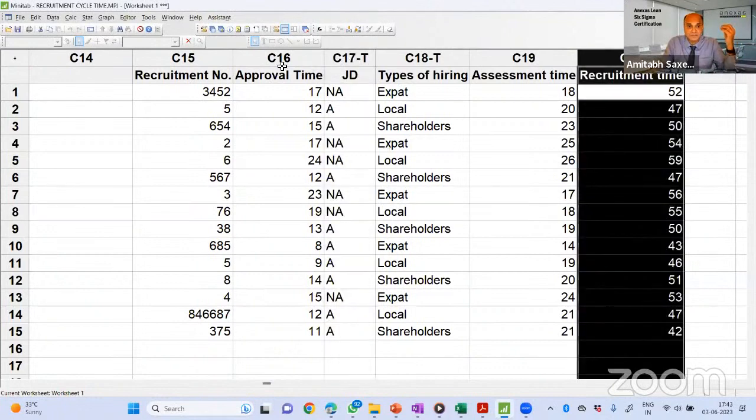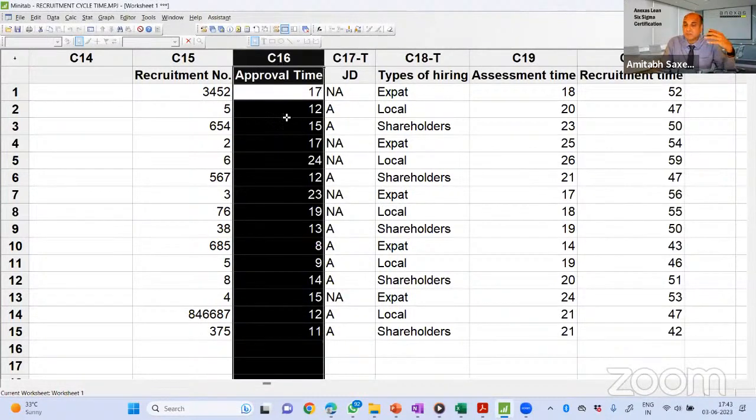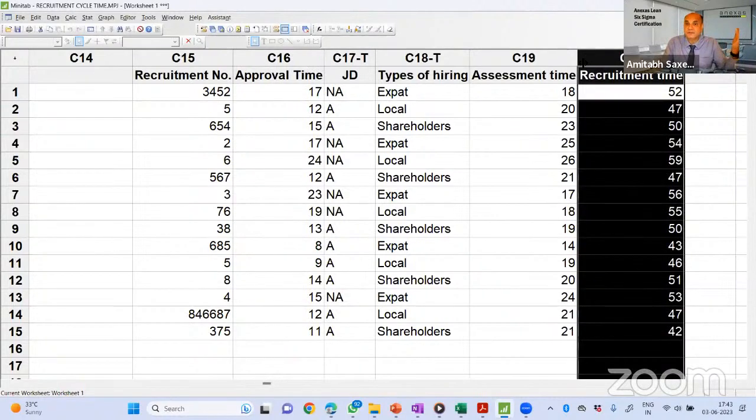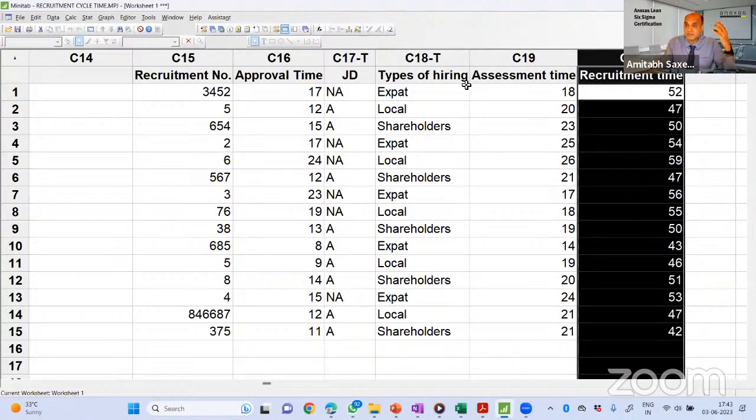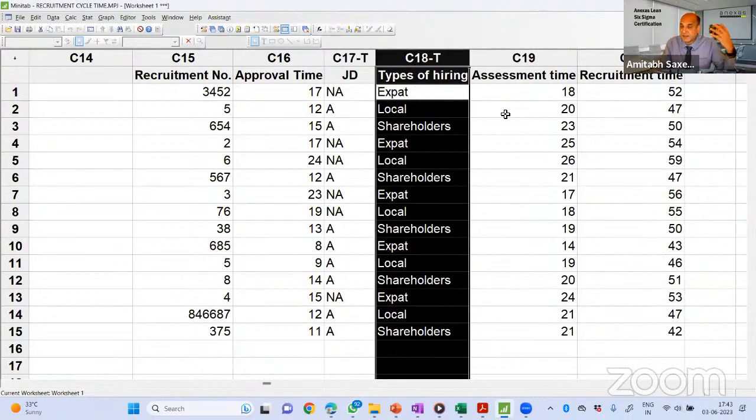Recruitment time, is it affected by approval time? Recruitment time, which I'm trying to reduce, is it really affected by the assessment time? Is it affected by the types of hiring? Are they the real X factors? Now, I want to know whether they are really the X factors. I want to validate them statistically.